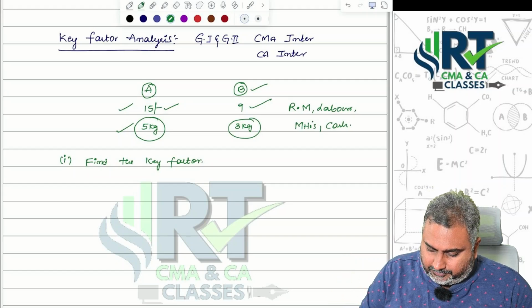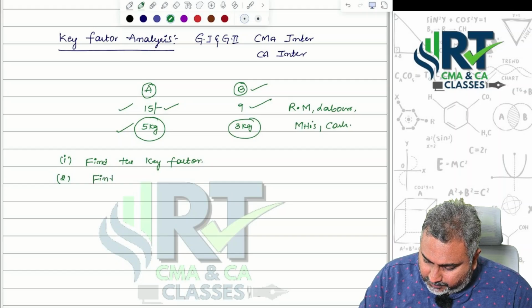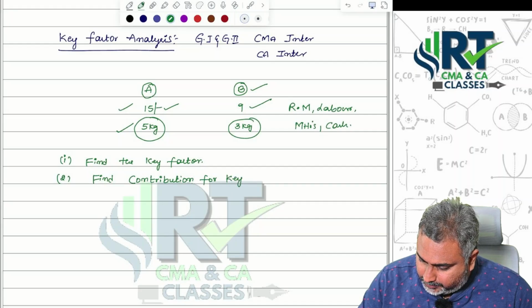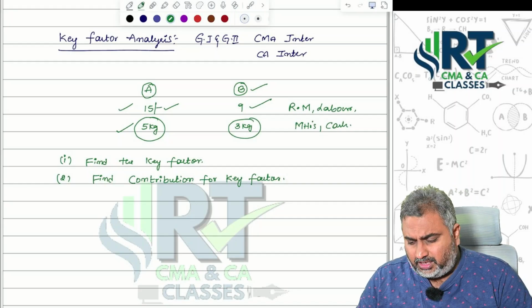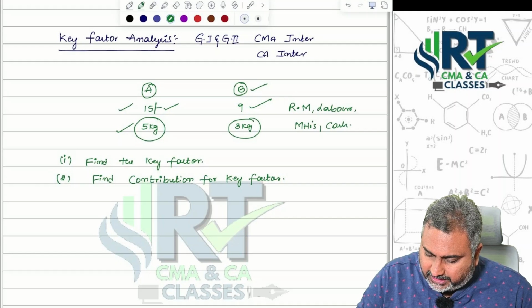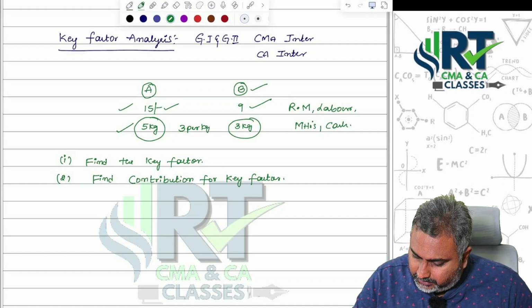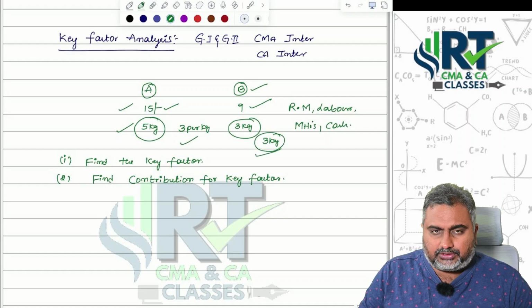Once you know the key factor, the second step is you are supposed to find the contribution per key factor. Once you find out the key factor, our immediate next step is to find out the contribution per key factor. In our example, 3 rupees per kg. Here also 3 rupees per kg. In both situations you have the same.